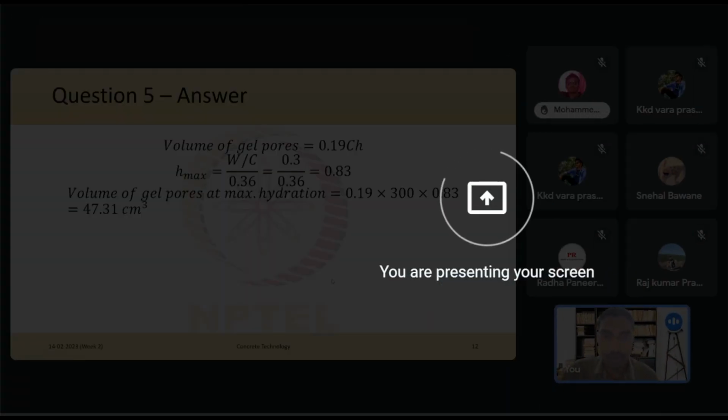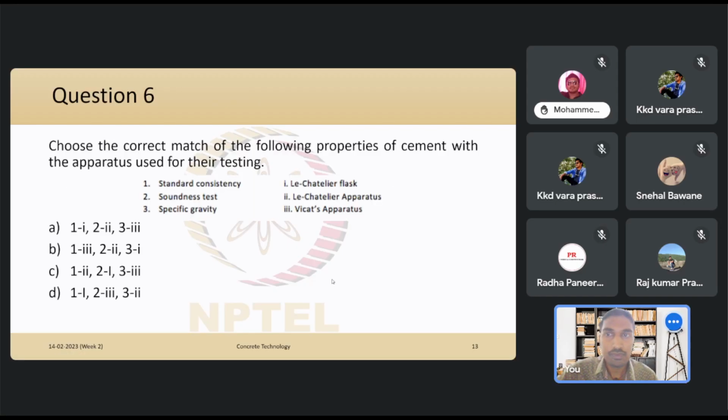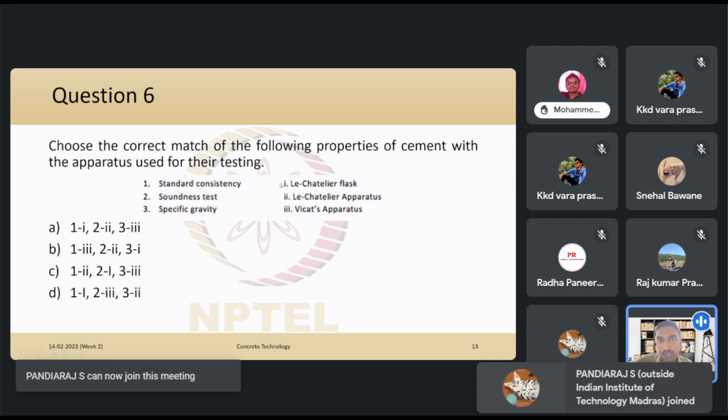Okay, so if there is no doubt, we will move on. Question 6. Choose the correct match from the following properties of cement with the apparatus used for their testing. So we have listed 3 different properties: consistency, soundness, and specific gravity. And we have 3 apparatus given here: Le-Chatelier flask, Le-Chatelier apparatus, and Vicat's apparatus. So we have to match which test is performed using which apparatus. Okay, so 4 options are given. So which of these options represent the correct matching?